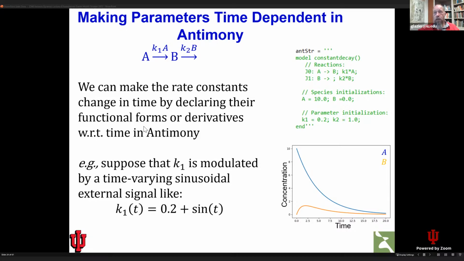So we can make rate constants change in time by declaring their functional forms, or we could actually define ordinary differential equations directly in Antimony. We could do both things. So suppose that our K1, our rate K1, was modulated by a time-varying sinusoidal signal, like K1 is equal to 0.2 plus sine of t. Now, that's not probably very realistic biologically, but something we can do mathematically.